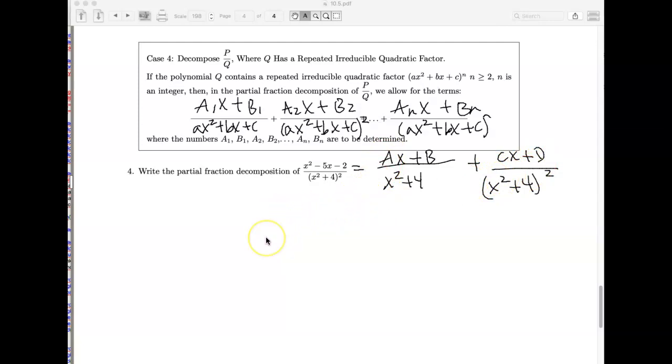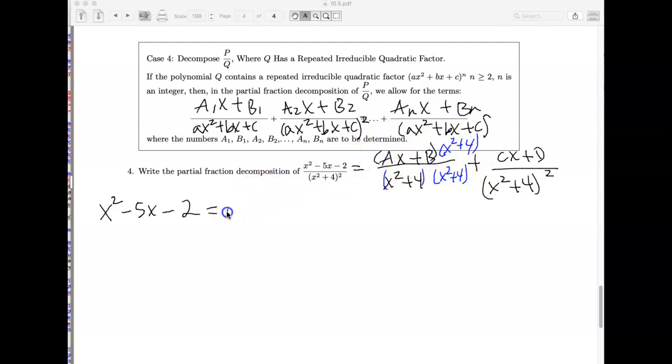And so we're going to follow that same pattern that we did in the other problems. We need to make all the denominators the same, so we can multiply this term by x squared plus 4 over x squared plus 4. Now that all of the denominators are the same, the denominators cancel, and I'll just be left with the numerator. This leaves me with x squared minus 5x minus 2 equaling, we'll need to distribute and multiply here.